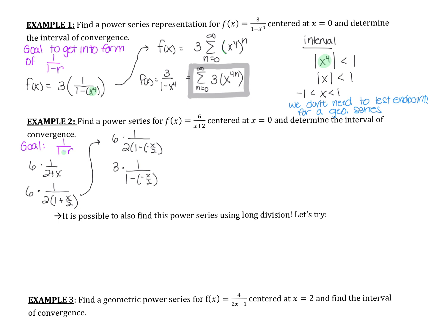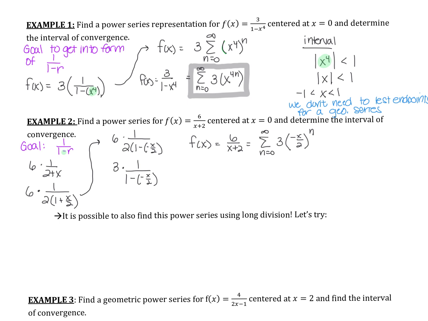Now I have it in the right form of 1 over 1 minus r. That's the form I want. So we can say that f of x, which we know is 6 over x plus 2, could actually be written as the series from n equals 0 to infinity of 3 times the r value, negative x over 2, to the n power.